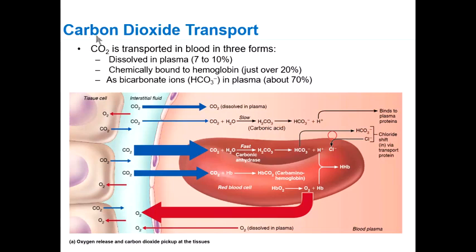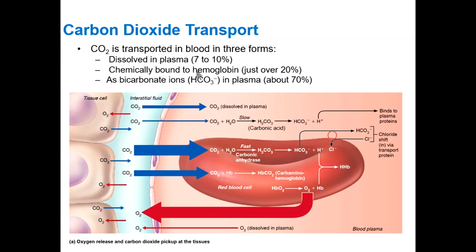Now let's look at how carbon dioxide is transported in the blood. It says carbon dioxide is transported in the blood in three forms, and here we're looking at a blood capillary and the tissue cells. So, dissolved in plasma, 7 to 10%. So there's carbon dioxide just entering the plasma, dissolving in the plasma, so just a small amount of carbon dioxide travels in that fashion.